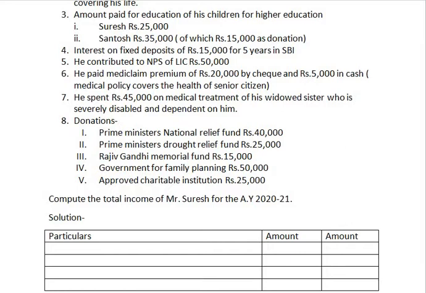Next, he has made the following donations. One is to Prime Minister's National Relief Fund rupees 40,000, Prime Minister's Drought Relief Fund rupees 25,000, Rajiv Gandhi Memorial Fund rupees 15,000, Government for Family Planning rupees 50,000, Approved Charitable Institution rupees 25,000. With this information, you are asked to compute the total income of Mr. Suresh for the assessment year 2021.